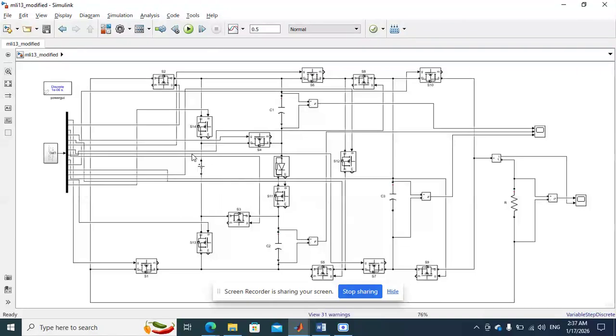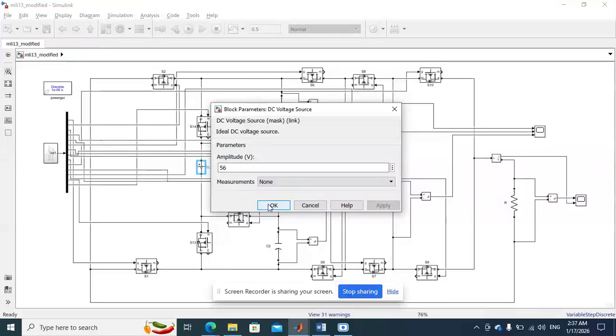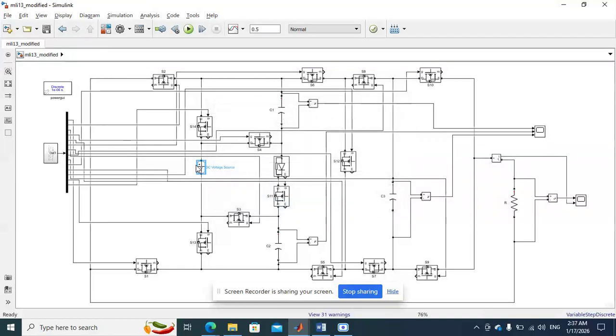This is the simulation circuit of the 13 level inverter. This is the input voltage, 56. So the output voltage will be 6 times of this 56 volt. It will be around 320, 330 volt.